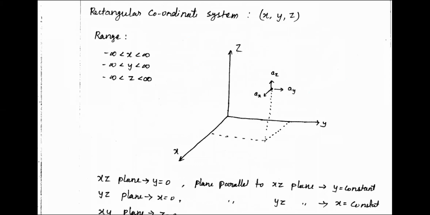Then they gave one more thing. What is the xy plane? In the morning I explained, the xy plane is z equal to 0, the yz plane is x equal to 0. And if you take some other constant value for y, that plane will be parallel to the y equal to 0 plane. So these are all parallel planes. You can make parallel planes like this.